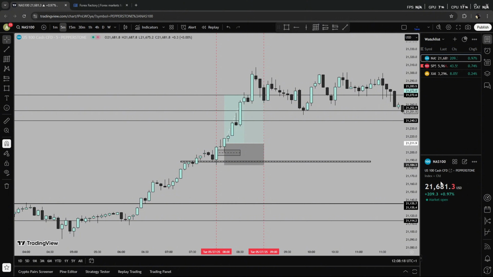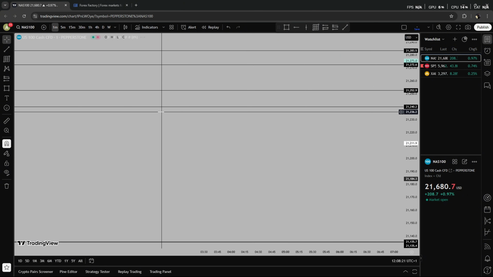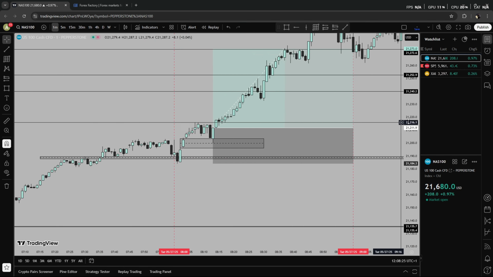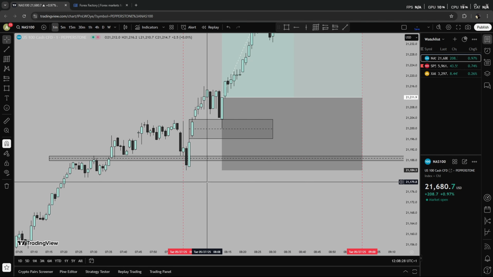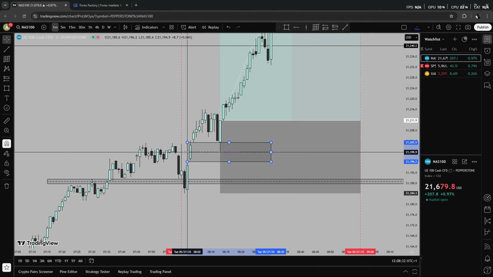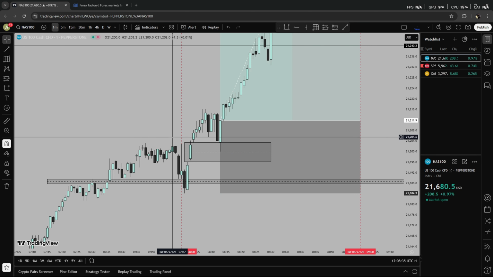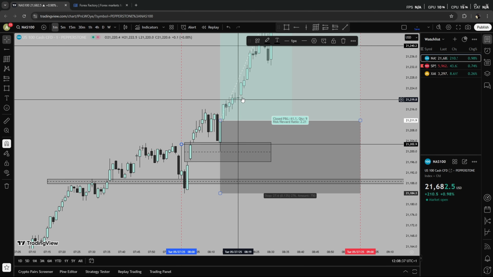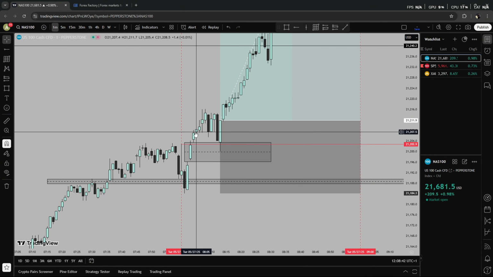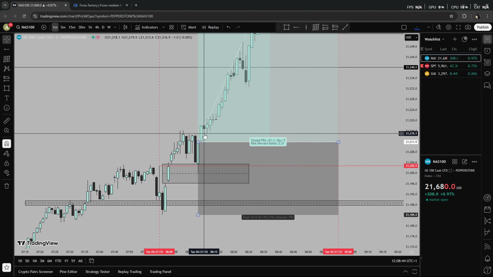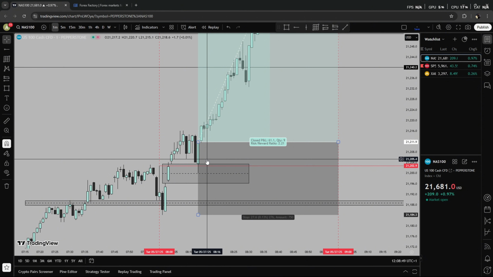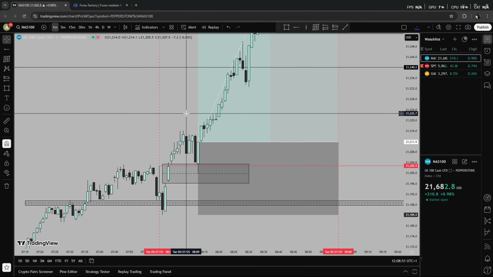So coming into session open, we came down, we filled in this fair value gap. From there on, I'm waiting for a break of structure. Once we get that break of structure right here, which was formed with this candle, I'm waiting for one of my confluences to get hit. We come down into this fair value gap. And once we touch that fair value gap, I'm waiting for buying power out of it.